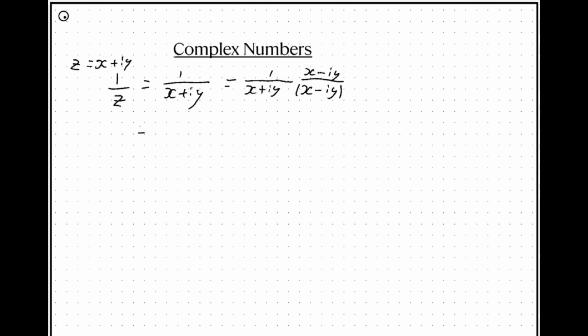Then let's move it down here. The top will be just x minus iy. The bottom will be x squared plus y squared. Again, seen from last video that x plus iy times x minus iy just cancels down nicely to x squared plus y squared.